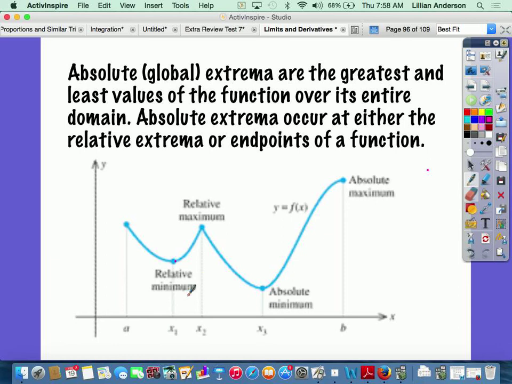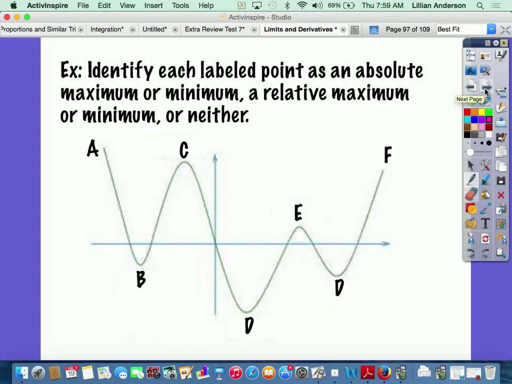This point right here is a relative minimum because clearly there's another point that's lower than it. So this point would be your absolute maximum. Here you have a relative maximum because it's not the highest point that you can go. That one over there is an absolute maximum. So when we look at an example, it says identify each labeled point as an absolute max or min, a relative max or min, or neither, okay?